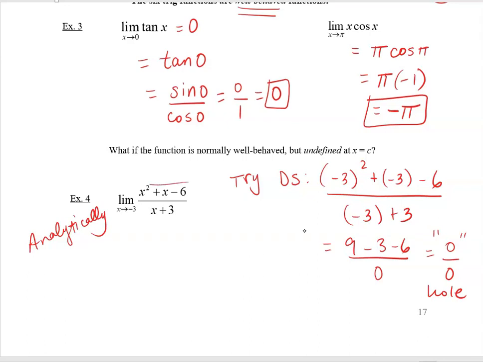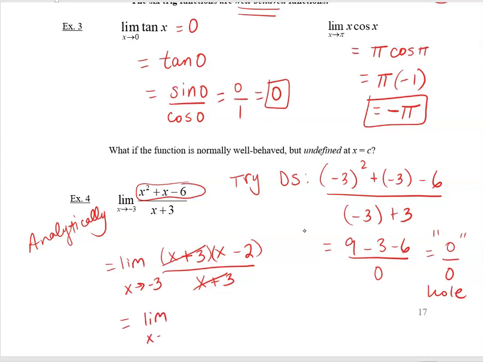Well, notice that the numerator here will factor. So this will break down as the limit as x approaches -3 of x plus 3 times x minus 2, all over x plus 3. Make sure I've done my factoring correctly: if you FOIL this out, it will give me what we started with. Notice now that those x plus 3's divide out, and I'm just left with the limit as x approaches -3 of x minus 2.